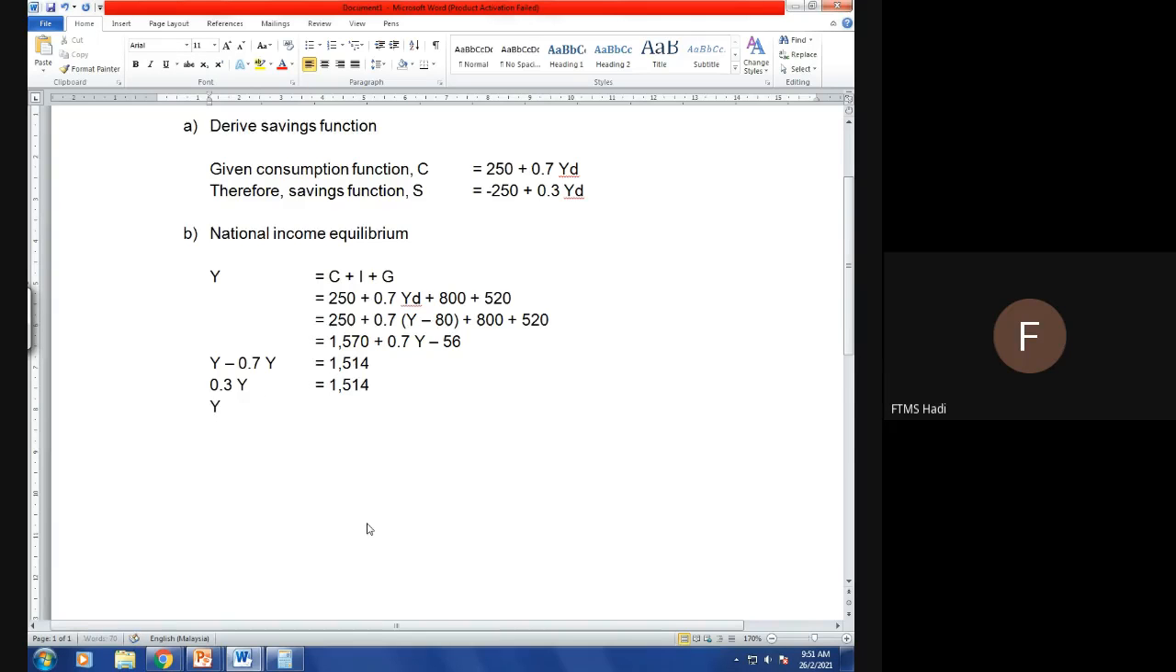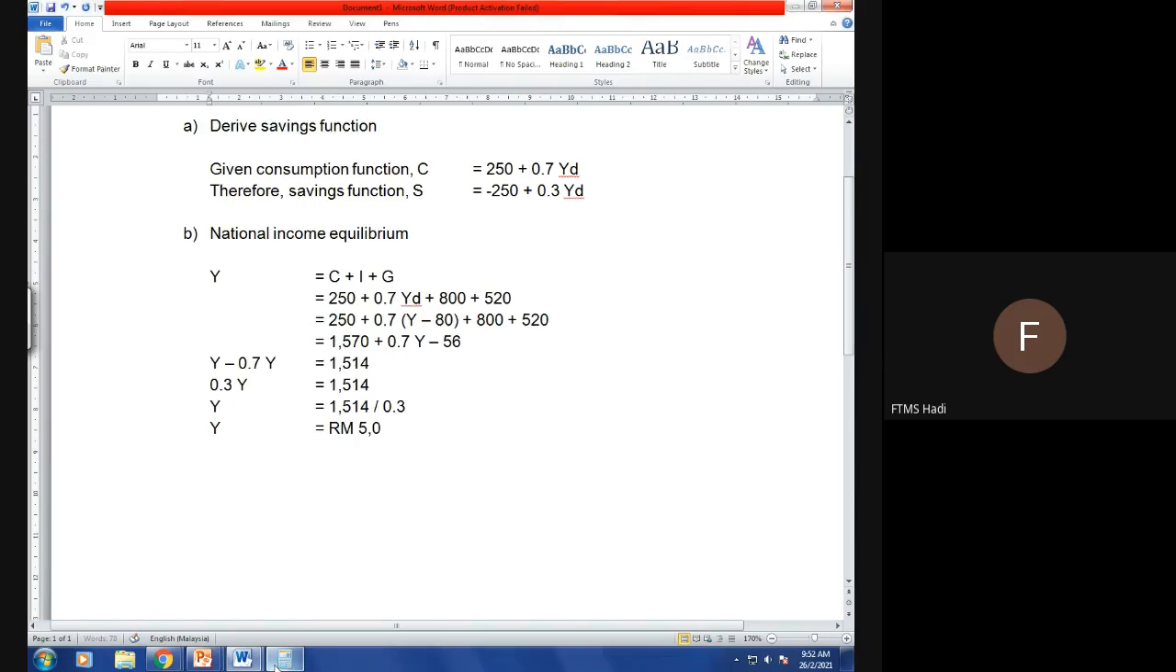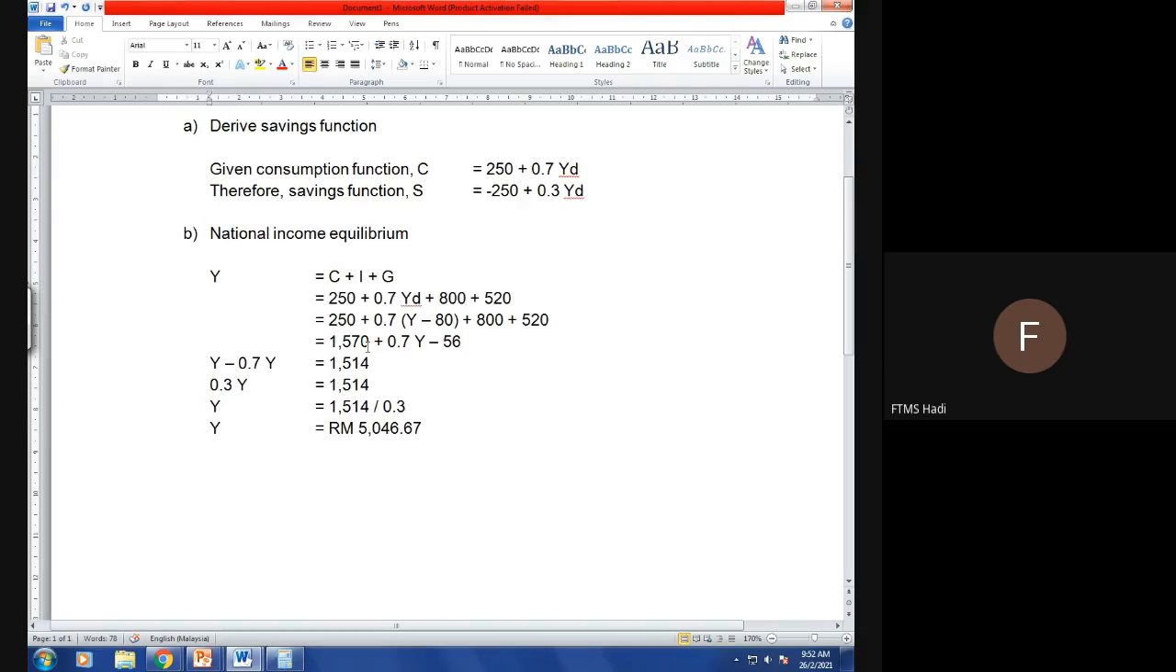Therefore Y is equal to, I show you the long way so you can understand how I get those answers. Divided by 0.3, and then Y is equal to 1514 divided by 0.3, which is RM5046.67. Yes, that is how you do it. Okay, so that is the first way.